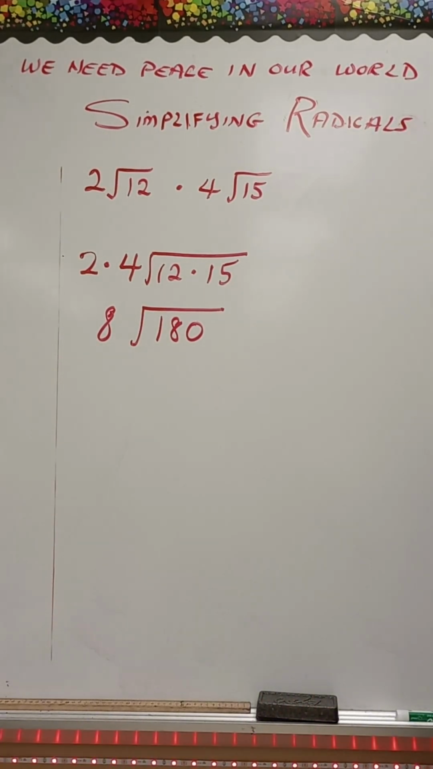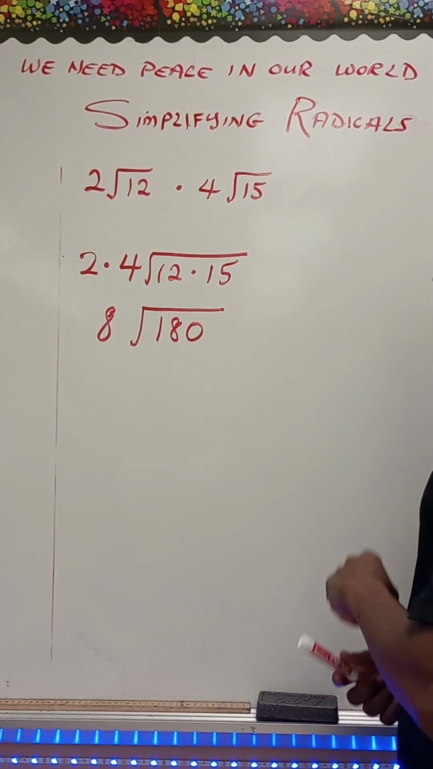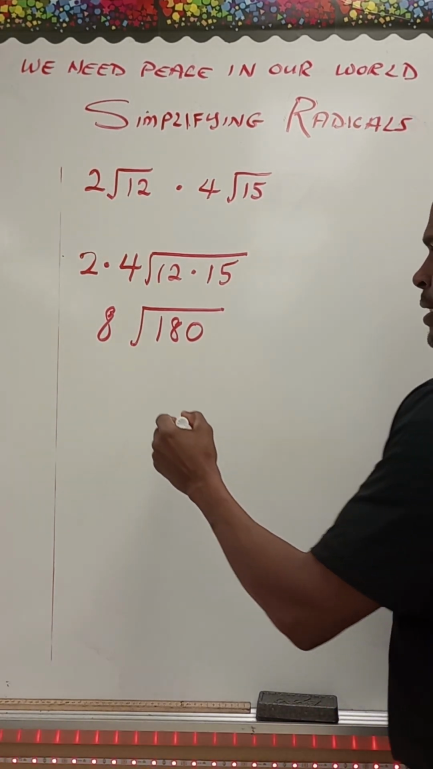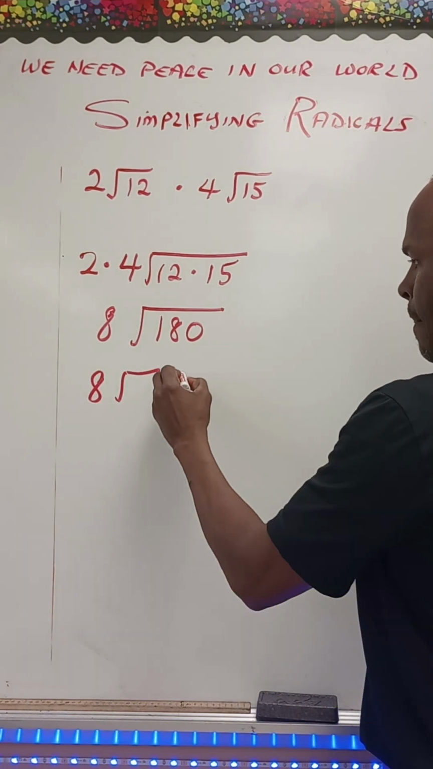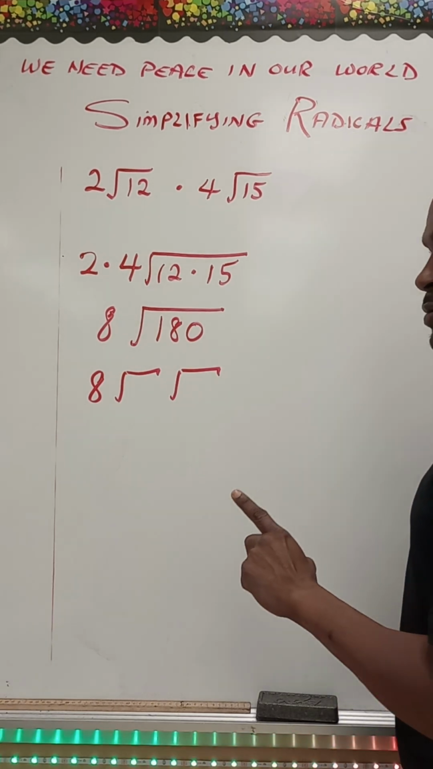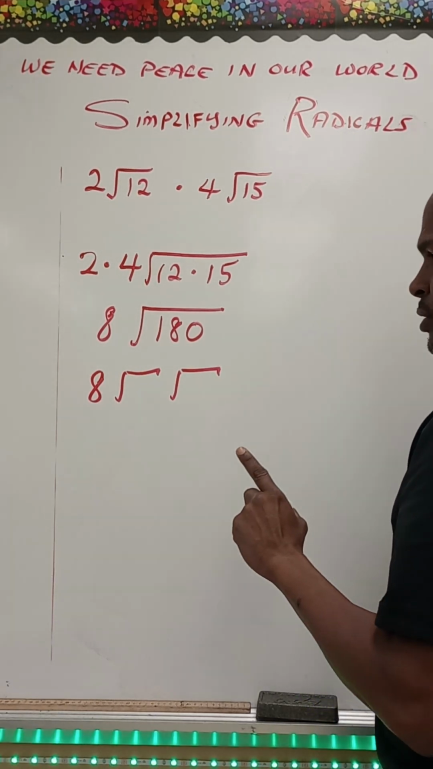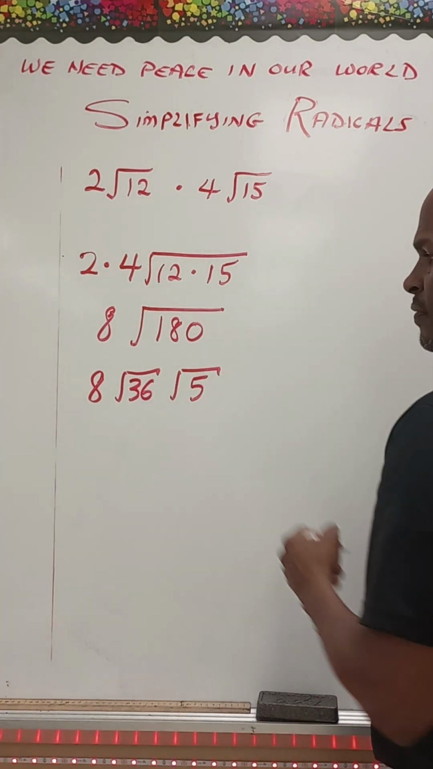Now, what we have to do next is find two numbers that, when you multiply them, give 180. So let's set this up. We're going to have 8, and one must be rational and one must be irrational. Those two numbers are 36 and 5.